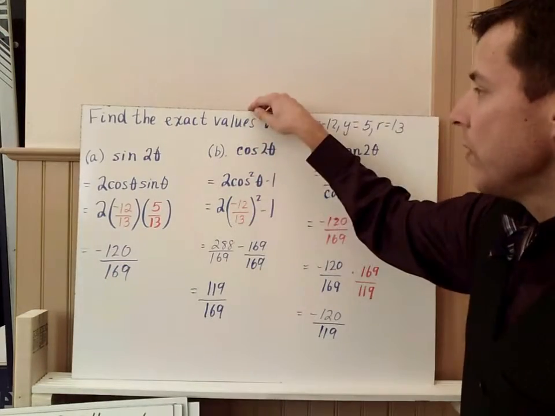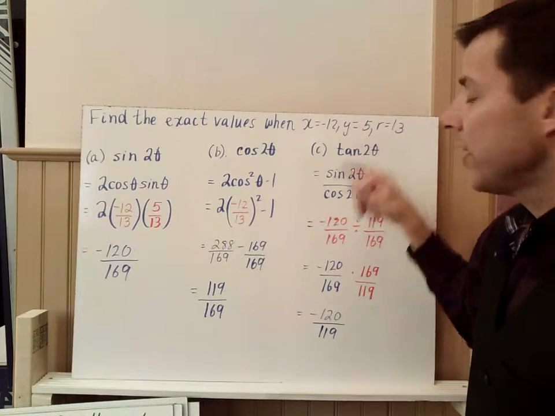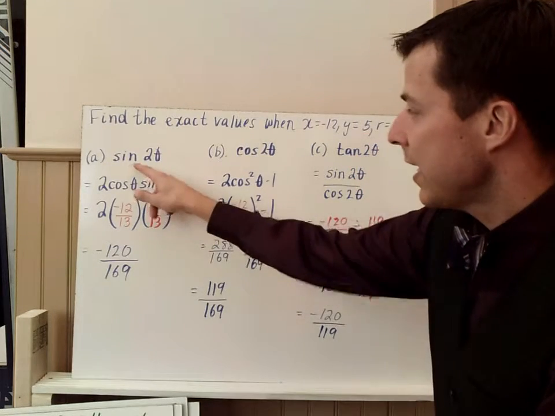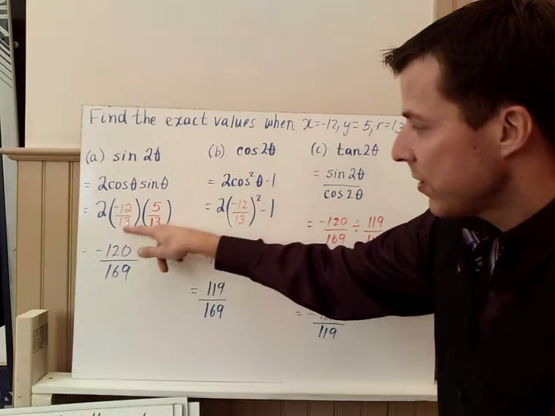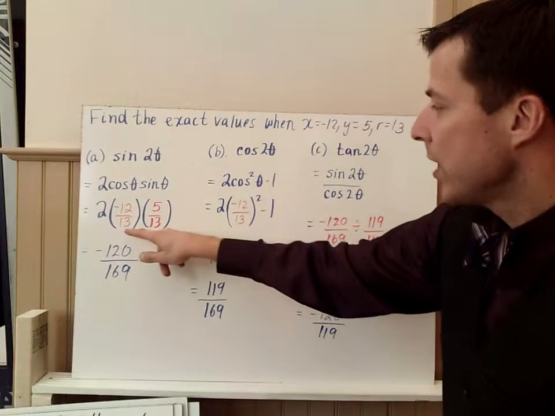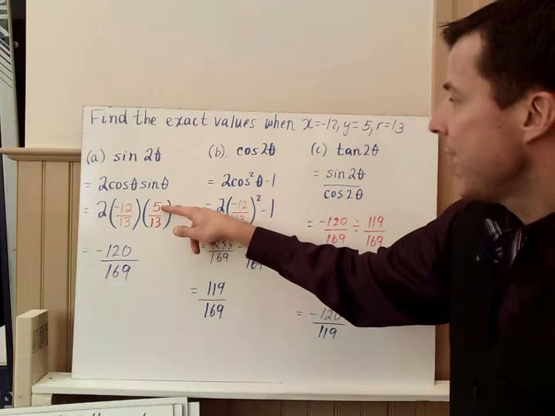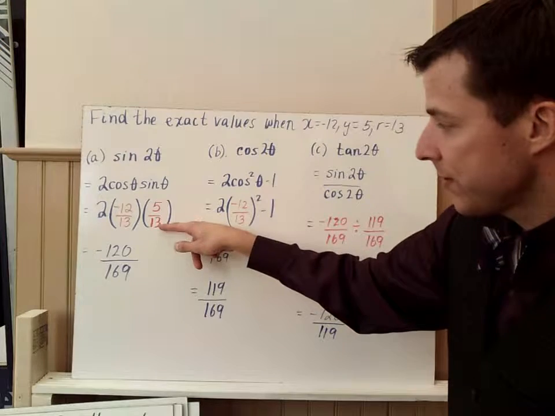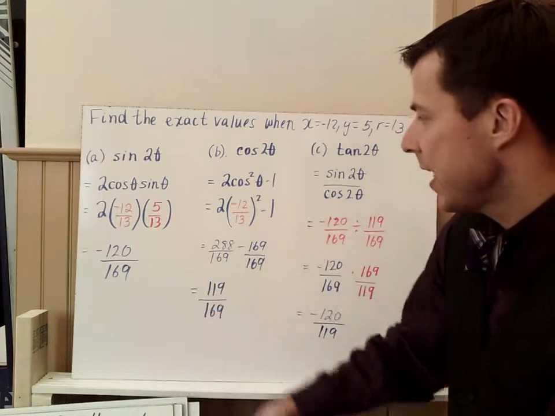So here's what I did. I went ahead and I said when x equals -12, y equals 5, r equals 13, sine of 2 theta is equal to 2 times cosine theta sine theta. Here's my substitution. Okay, cosine is the adjacent over hypotenuse, -12/13. Sine is what they gave us, which was 5/13. And when I multiply that across, I get -120 over 169.